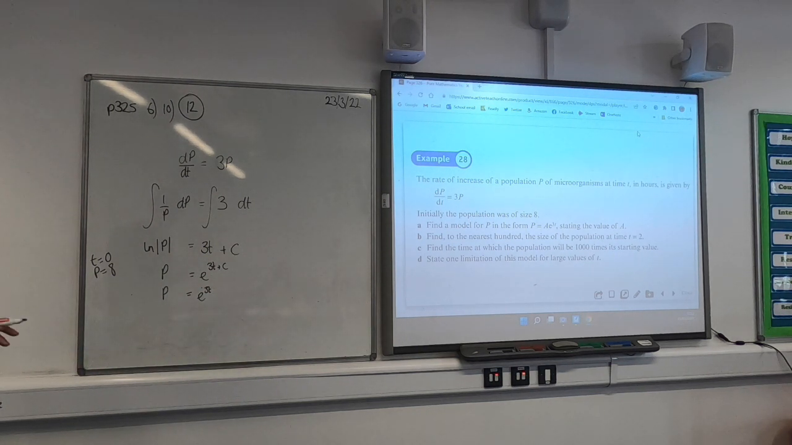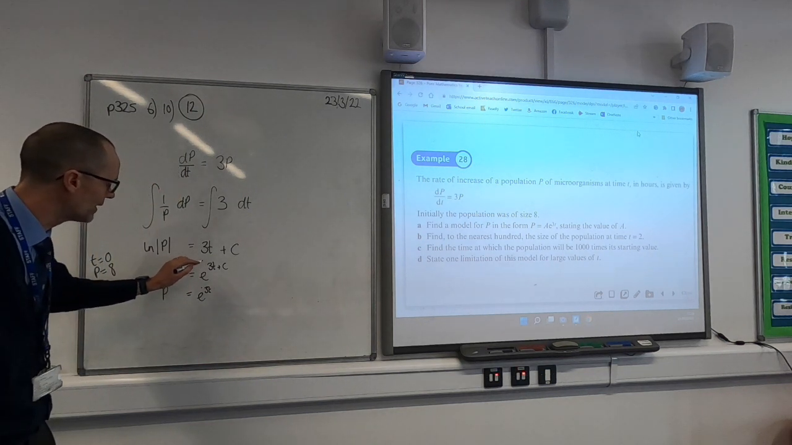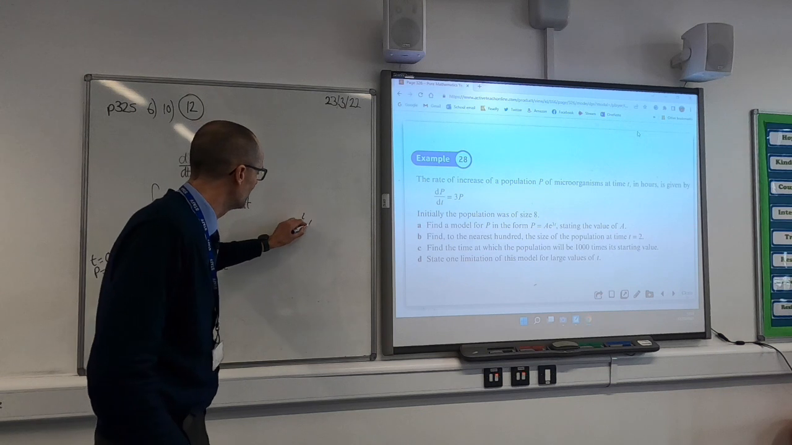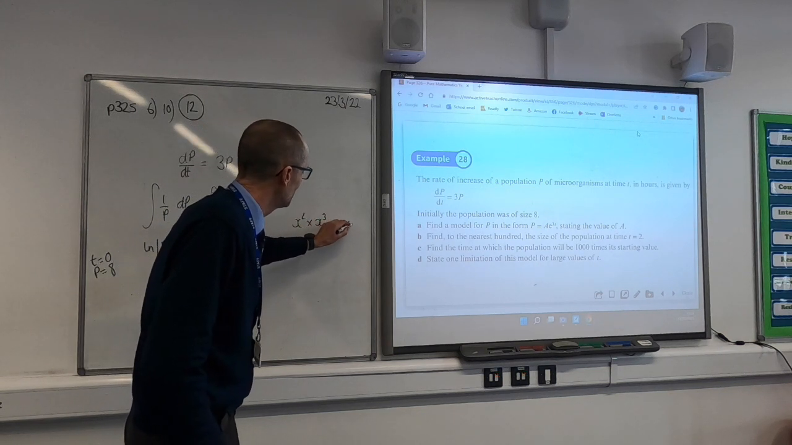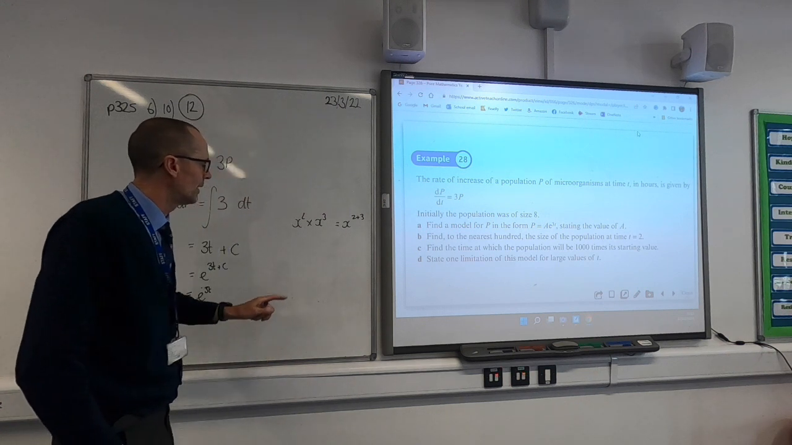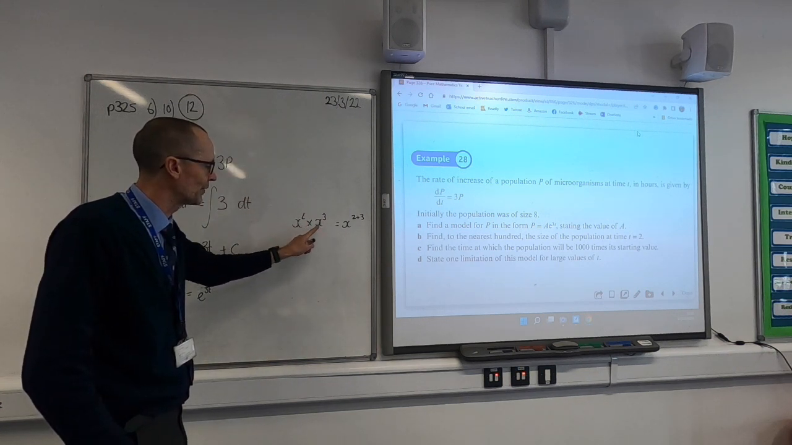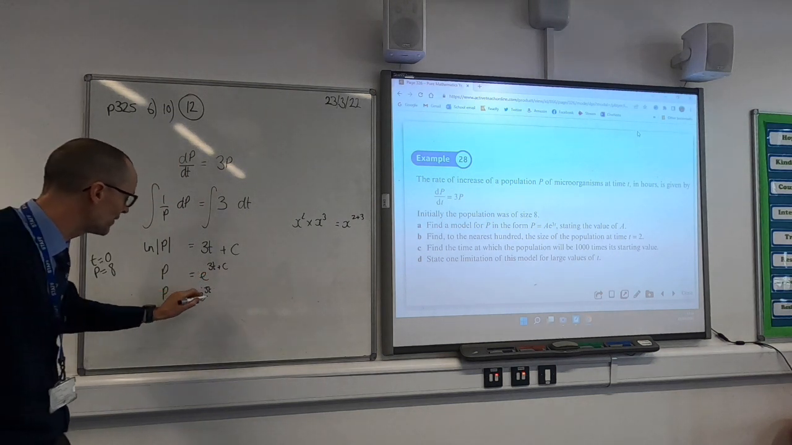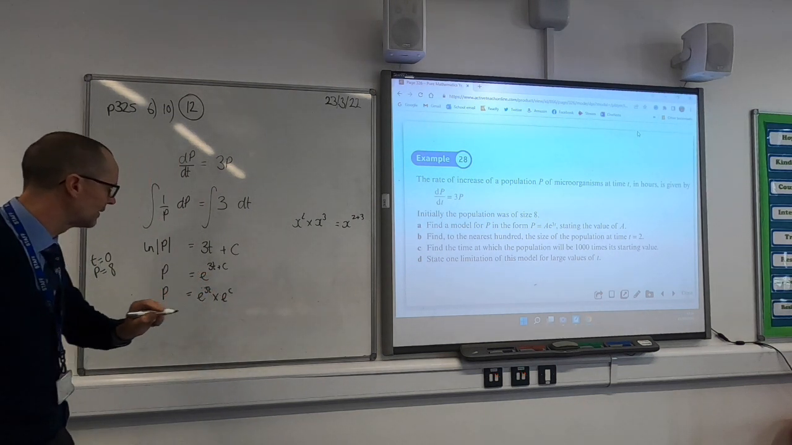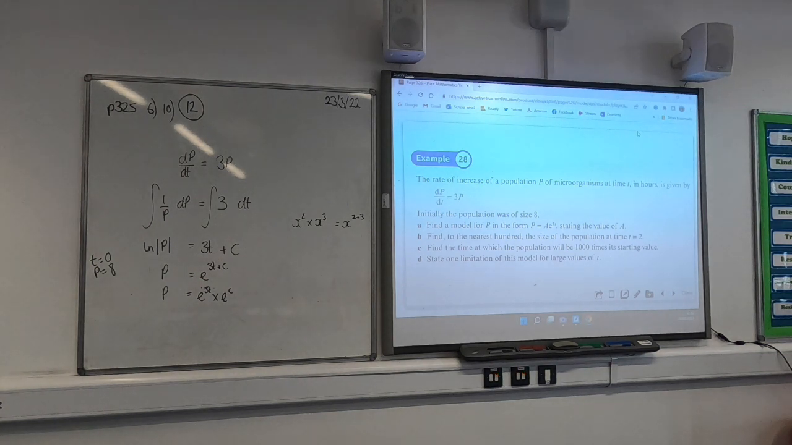And then the trick that we talked about, here I've got e to the 3t plus c. Well, I know that, when we were doing indices back in the day, I add indices when I'm multiplying powers of the same thing. So here, that must have come from e to the 3t times e to the c. So we've met constants that are just letters on their own. We've met constants that are ln of something, ln of A, ln of B. Now we've got a constant that's e to the c. And I don't really care what c is. I just want to know what e to the c is.